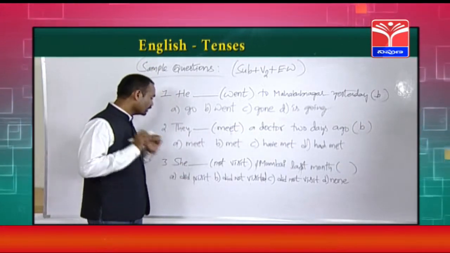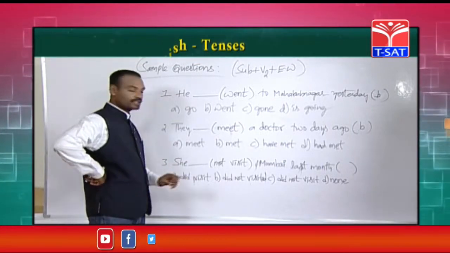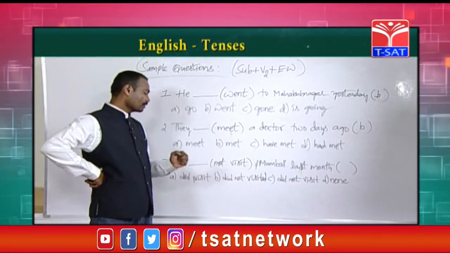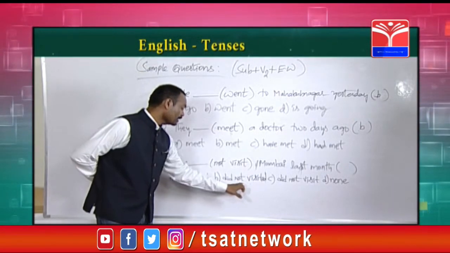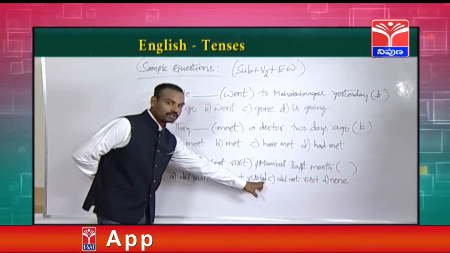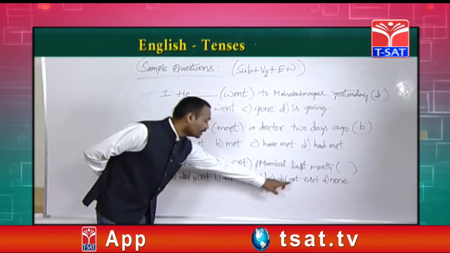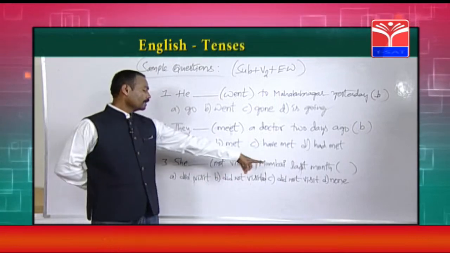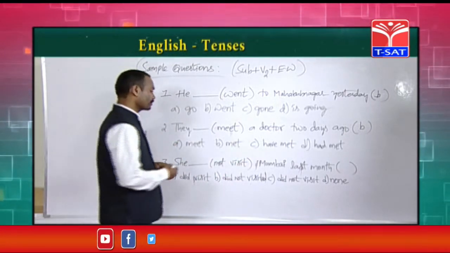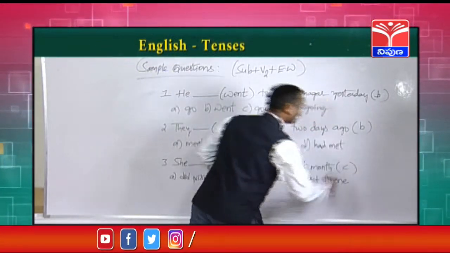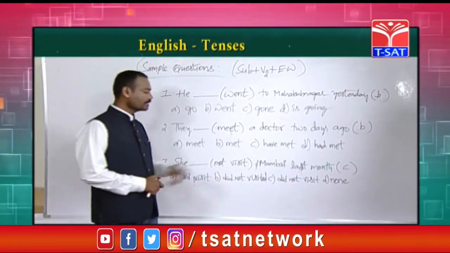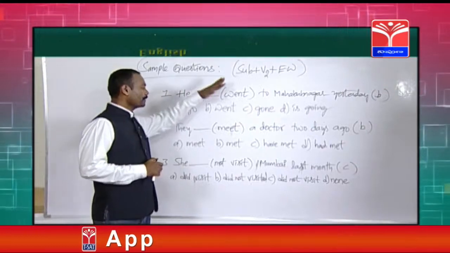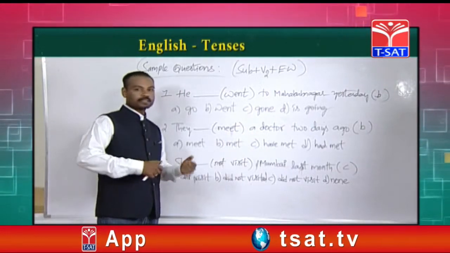So the answer is did not visit. Option A, did visit, wrong. Option B, did not visit, wrong. Option C, did not visited. See, did not visit is right. We should not use the second form when we use did. Whatever the subject is, did not visit is the right answer. So the answer is C. This is the answer. Sometimes in the examinations they will give you positive sentences, and negative sentences also will be given.